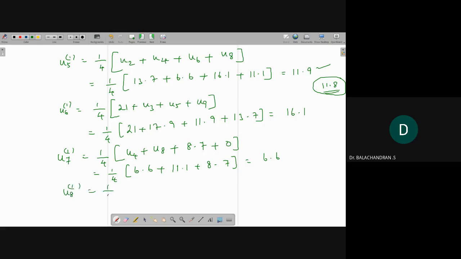One by four, 12.1. Okay, U5 plus U9 plus U7. U5 plus U7 plus U9. So one by four, 12.1 plus 11.9. U5 is 11.9.